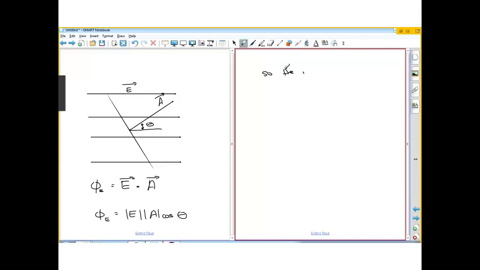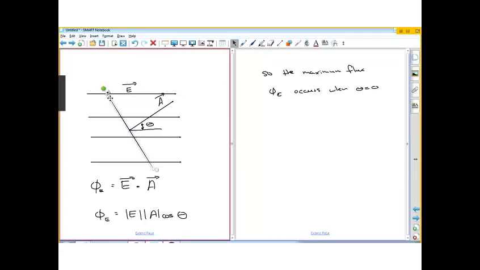So the maximum flux, phi sub E, occurs when theta equals 0. That means this thing is aligned like that, and this comes down like that, and the angle is 0. The cosine of 0 is 1, so we get the maximum.